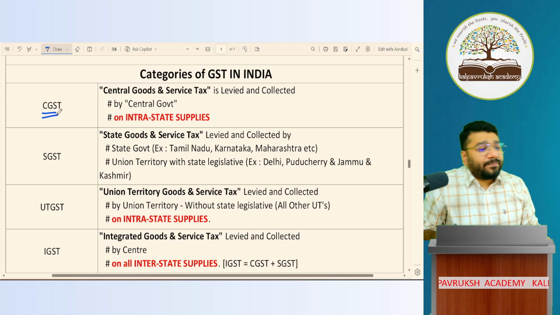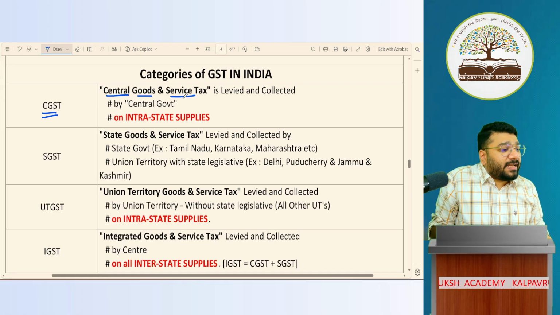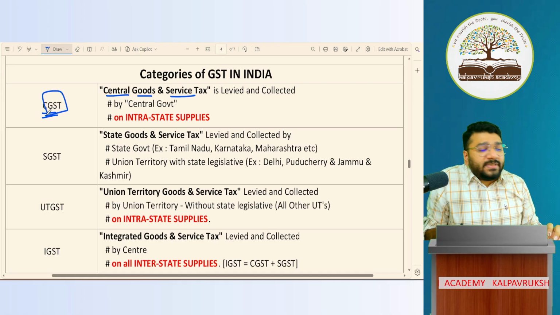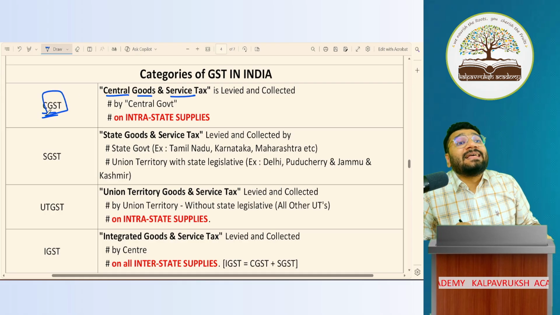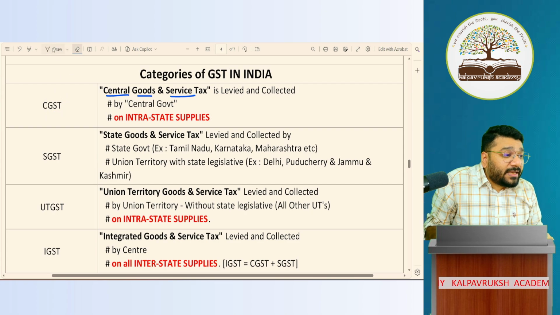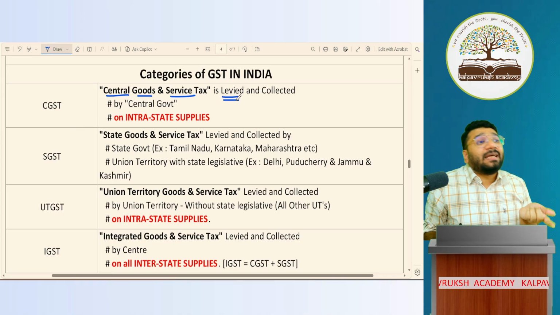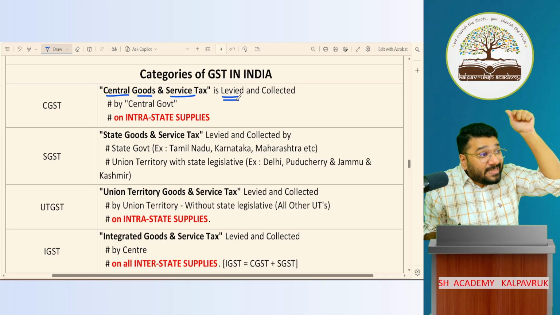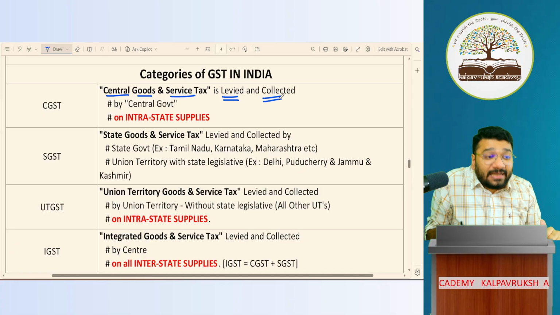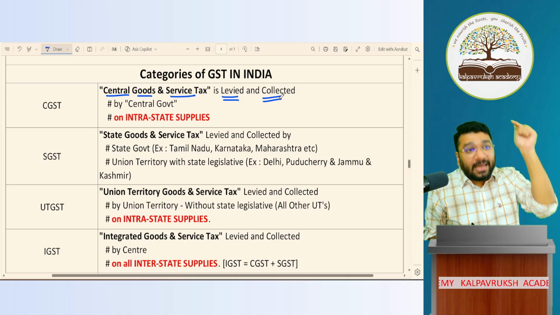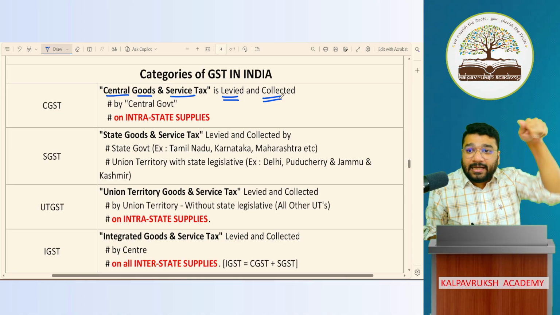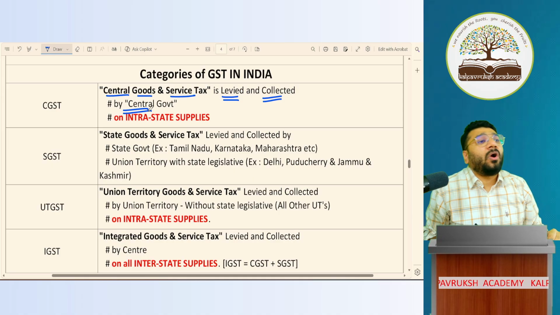CGST stands for Central Goods and Service Tax. GST, all of you know, is Goods and Service Tax. C stands for Central. Any problem here? This tax is levied, levied means charged, by whom? The central government. Collected by whom? The central government. Levied also, collected also by the central government. Got it?